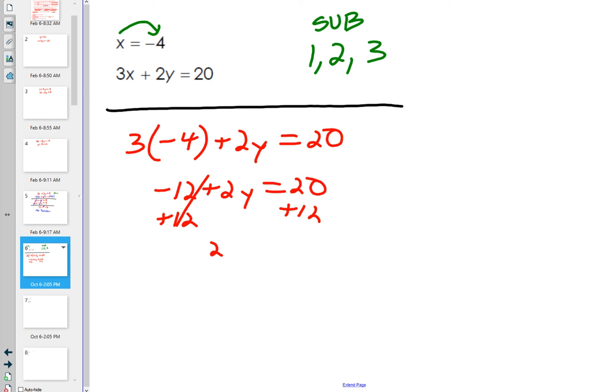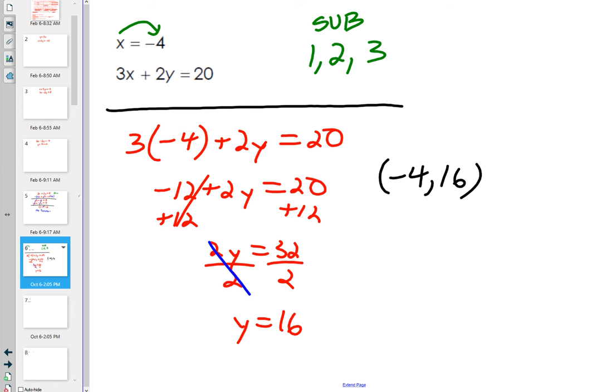Plus 12, 2y is equal to 32. Divided by 2. I told you on the test, these solutions are going to appear in the form of an ordered pair. So what would be the ordered pair for this system? Like, if I were to draw these two lines, where would they cross? I already knew the x was going to be -4. Now I know y is 16.